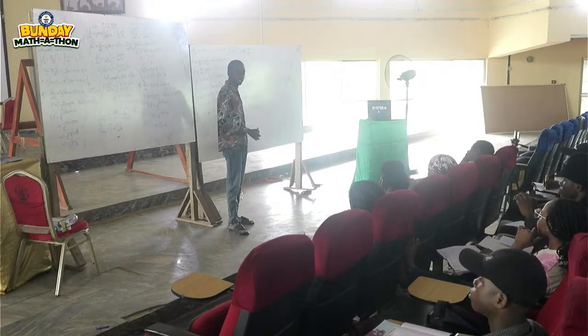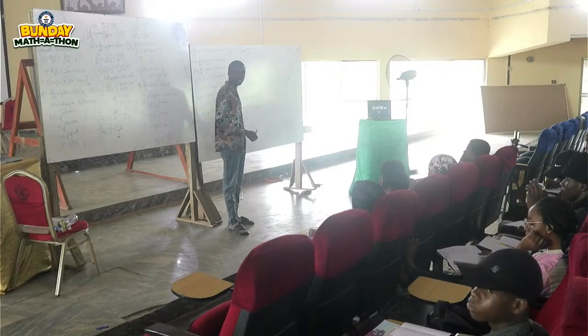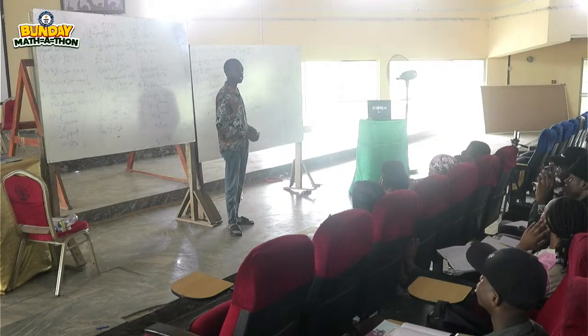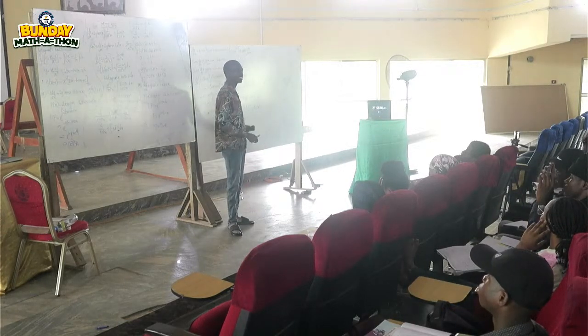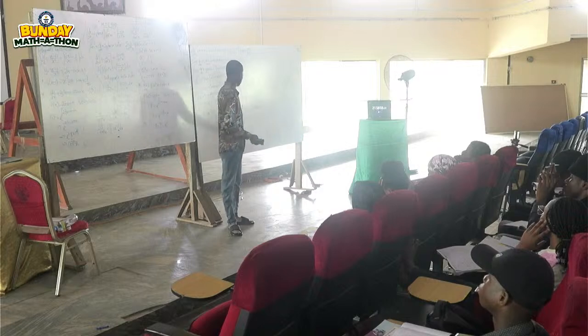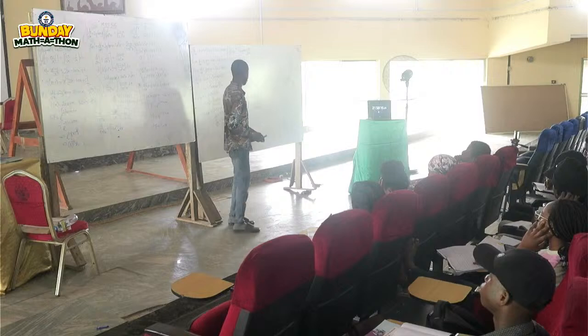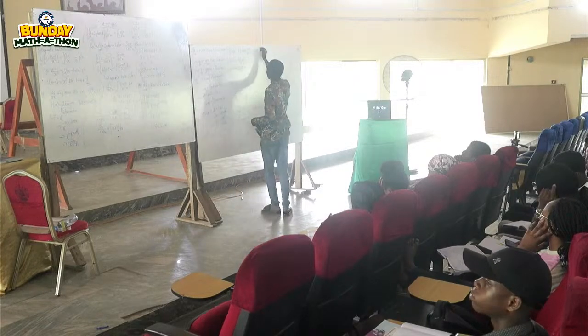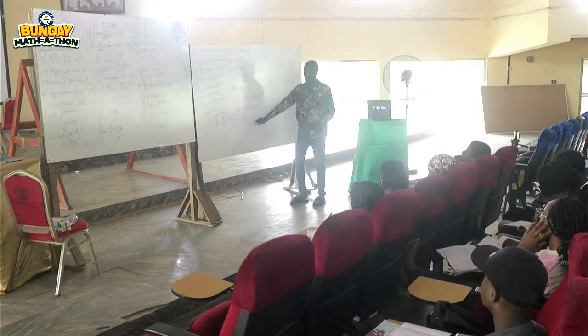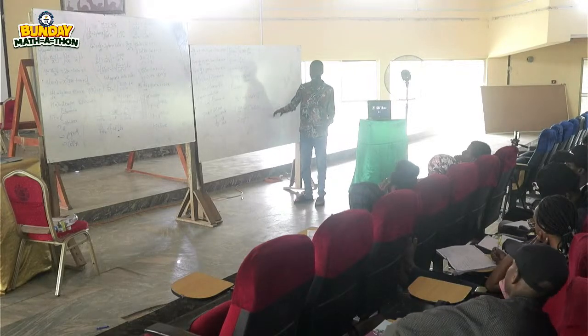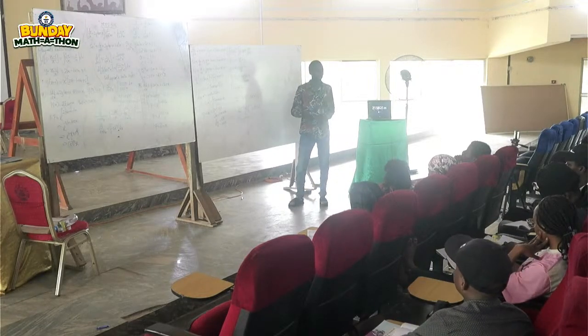Let z equals this. Then if z equals this, the only thing I'll have to do is differentiate both sides with respect to x. Let me move upwards so that people at the back can see. From here, we have z equals y to the power of 1 minus n. So as I said, differentiate both sides with respect to x.